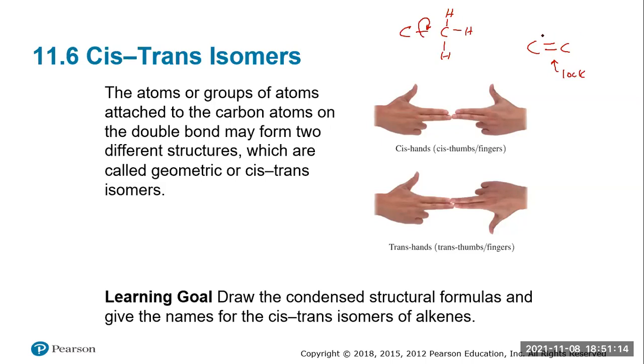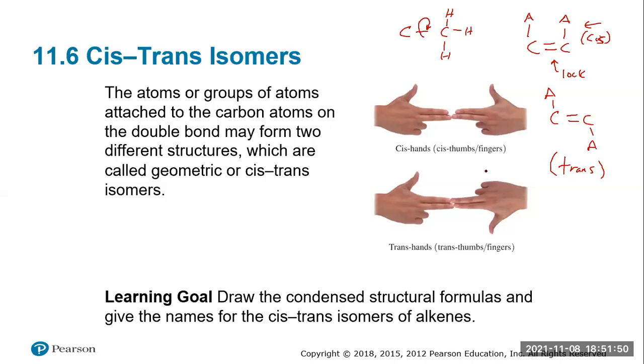And what that creates is there are certain groups that end up on the same side of the double bond, which is what is referred to as cis isomers. And there are some that end up on opposite sides of the double bond, which are referred to as trans isomers. So cis isomers means that the groups are on the same side of the double bond. Trans means we're on opposite sides of the double bond.